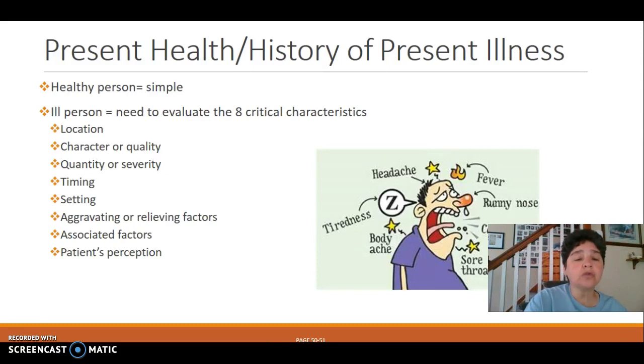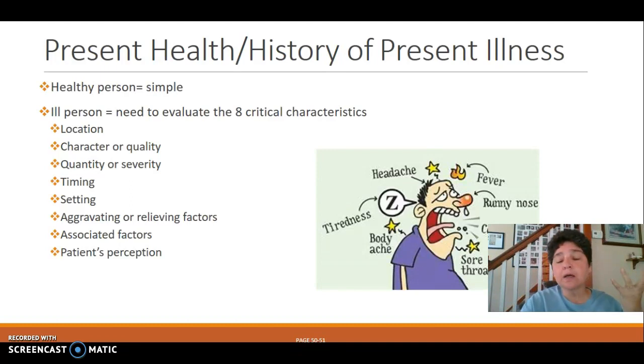I really want you to look through these, read through these, and really understand them, because these are key to every time a patient tells you they have something going on, you have to go over these 8 critical characteristics when you're talking to them. So the location, where is the problem? As we talked about with the throat, it's in their throat. The character or the quality.